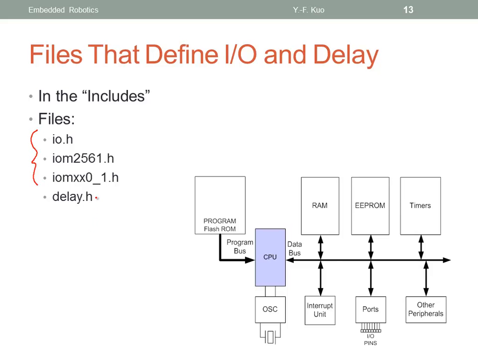Human beings are good at remembering, like we know port A. Port A could be some number, say 0EFC, a hex number. But we cannot remember that. And those numbers are stored in those header files. And delay.h is used to store the delay.